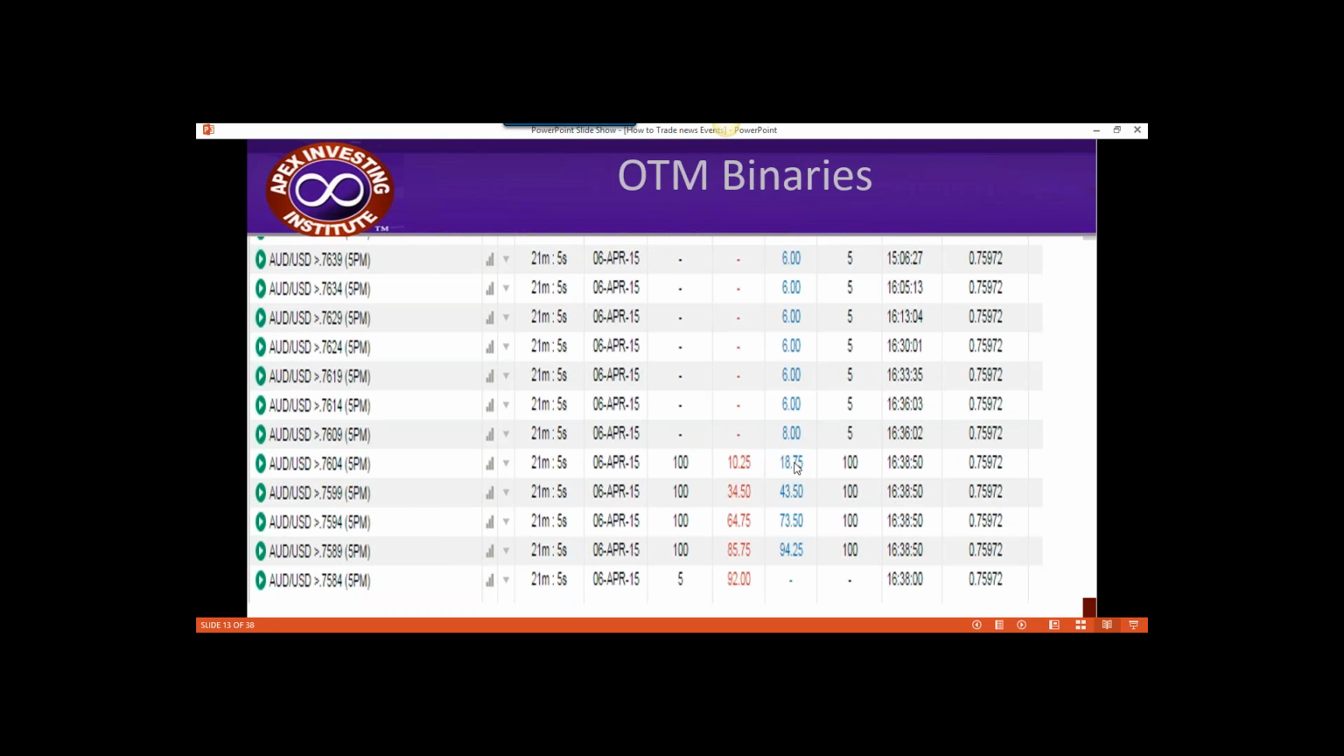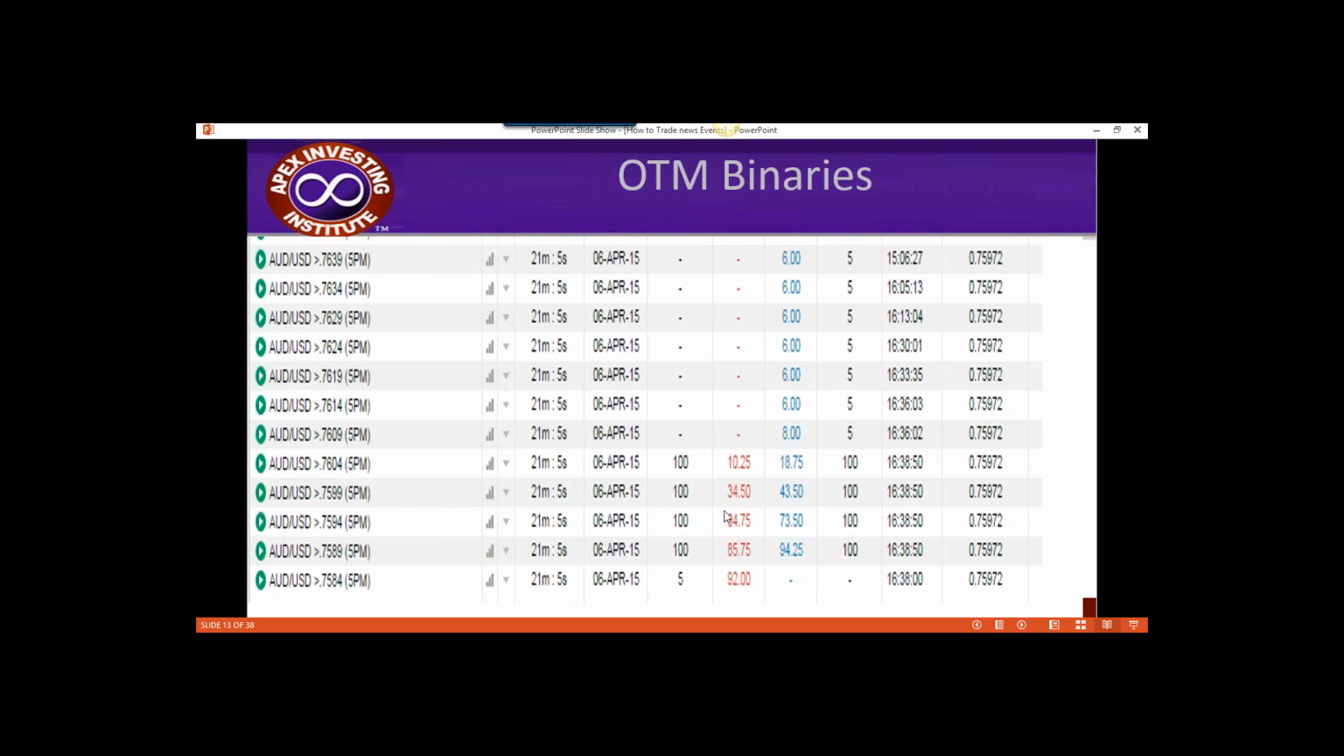$18.75. Look at this strike right here, 75.89. I could sell it for 85, which means what? Well, if I'm selling, it's the opposite. So my only risk is the difference from where I sell to 100 bucks. So I'm only risking about 14 bucks here to sell this one.